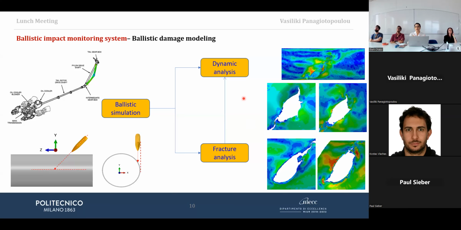As soon as the model of the damaged shaft has been created, we substitute the healthy shaft with the damaged one in the bigger model of the transmission line.